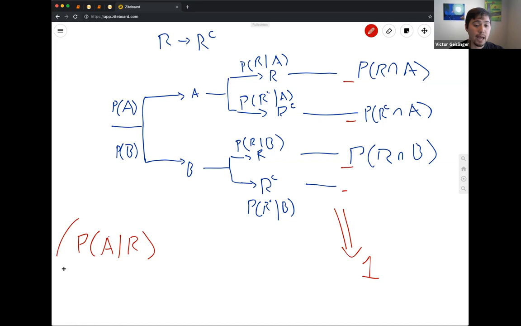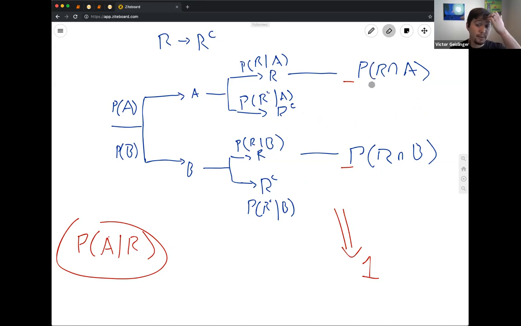We want to say that when R happens, how often is it A? That basically means I don't consider this position because R doesn't happen, and I don't consider this position because R doesn't happen either. In this case R does happen, and over here R happens, but I only want to take the cases when this happens out of the total. You can think of these two parts as my total sample space. That's all I care about, and so we'll normalize this to add up to one.